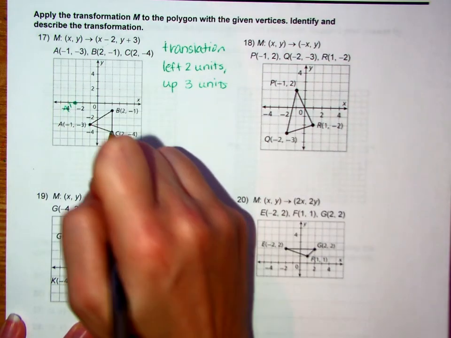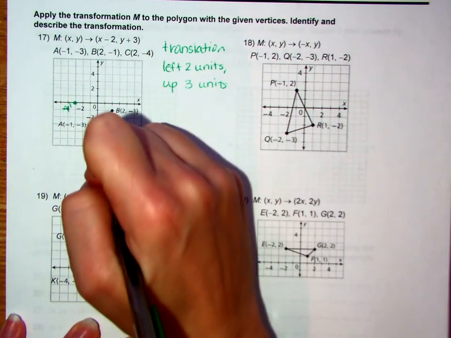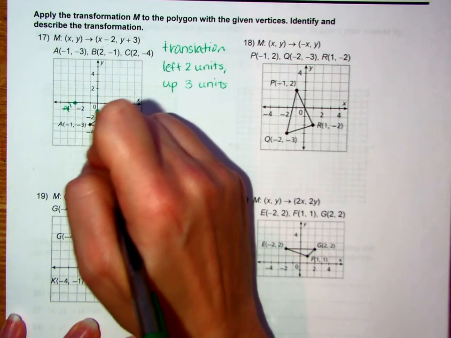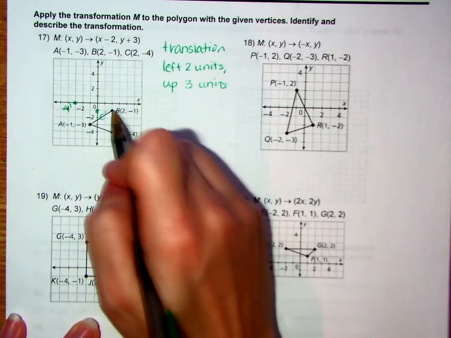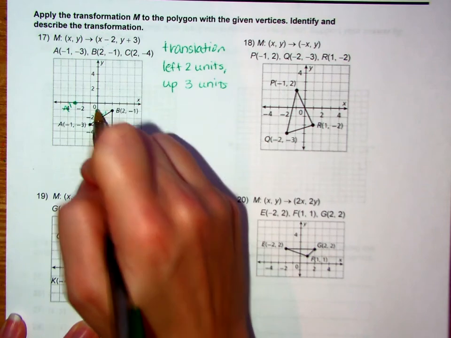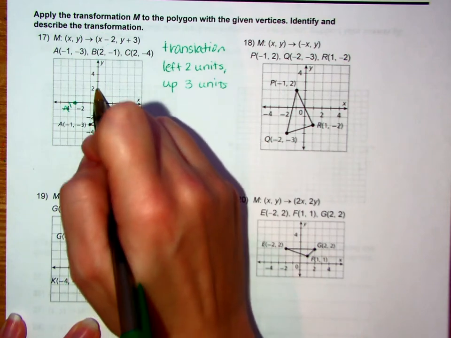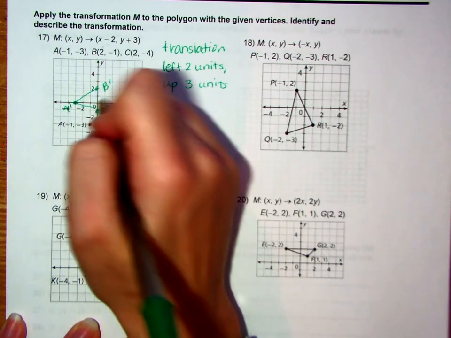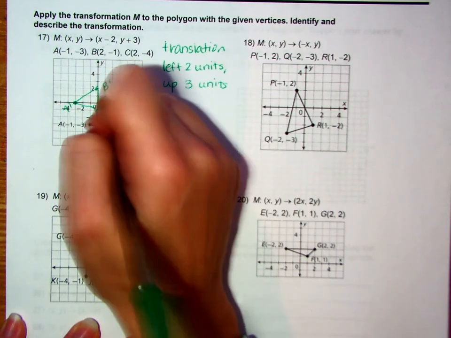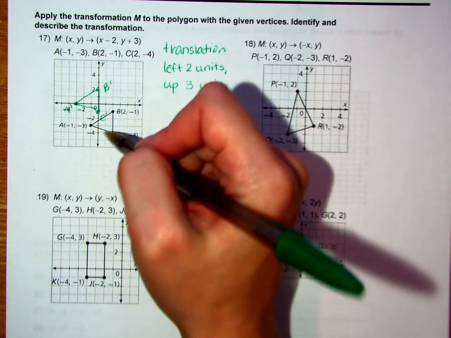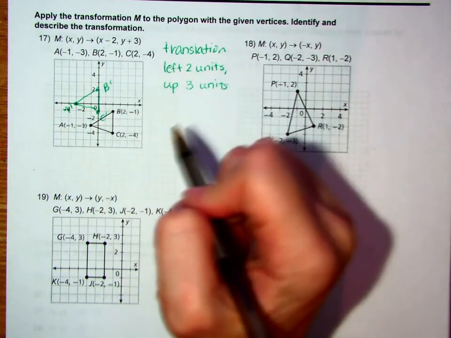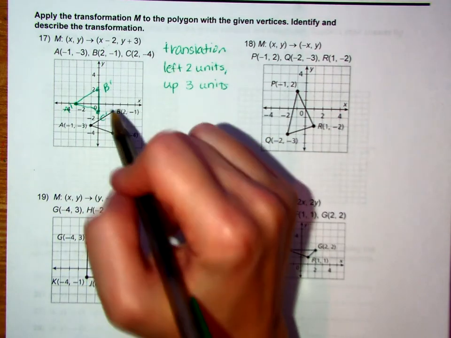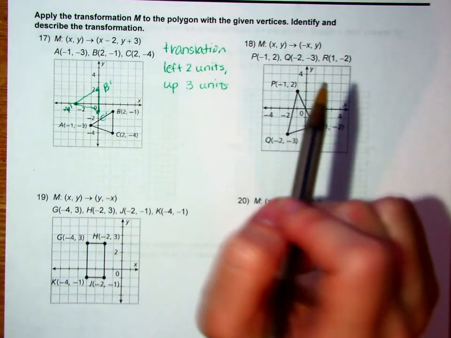Take the C. We're going to go left 2, 1, 2, up 3, 1, 2, 3. That's now going to be your C prime. Take your B. Go left 2, 1, 2, and up 3, 1, 2, 3. That's now going to be your B prime. Now when you connect these, if you do this correctly, you should have a triangle that actually looks exactly the same as the original for a translation. They should be congruent. All you did was slide it to a new position.